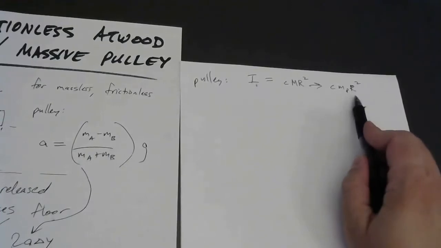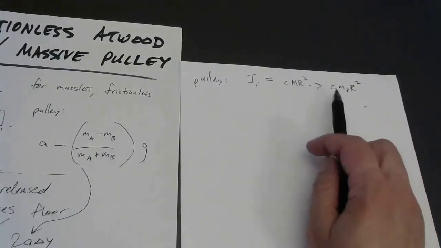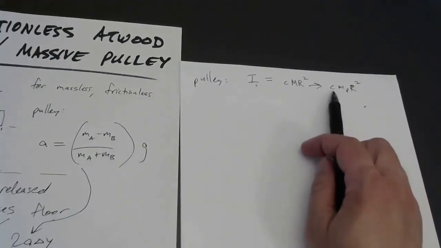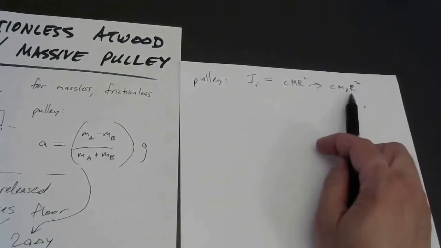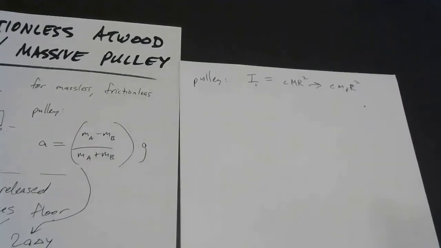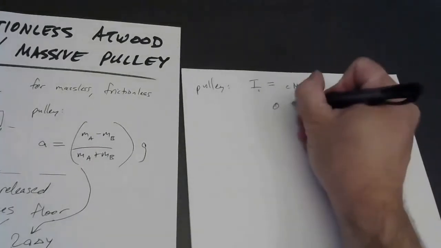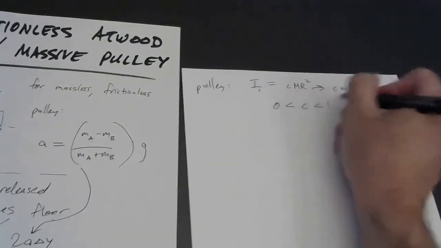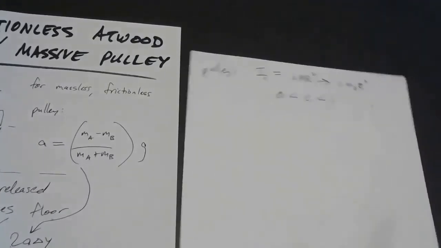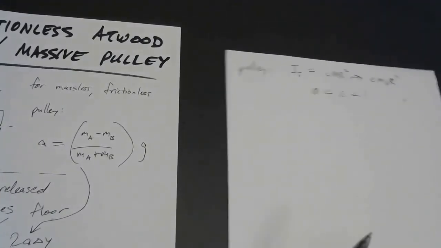Mass of the pulley, radius, outer radius of the pulley. Now, if this were a solid disk, this would be a 1/2. If this were a thin hoop, this would be a 1 because all of the mass is out at radius r. Anything else, it's got to be some number between 0 and 1. I'm not even going to put less than or equal to because it's impossible to actually have all the mass at the edge.